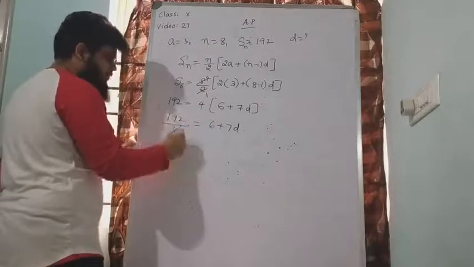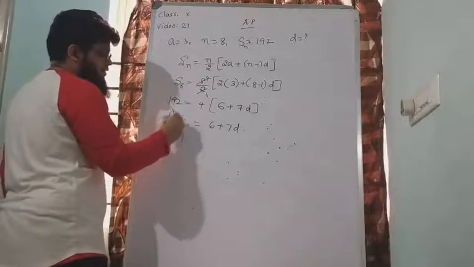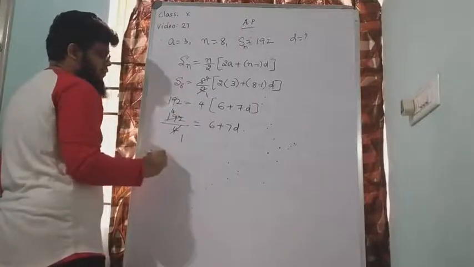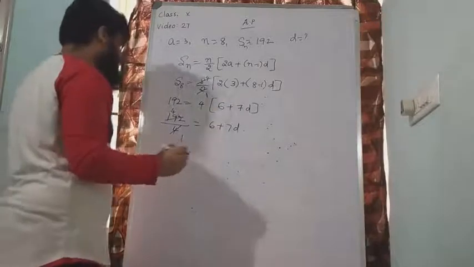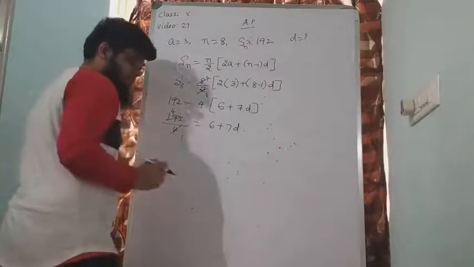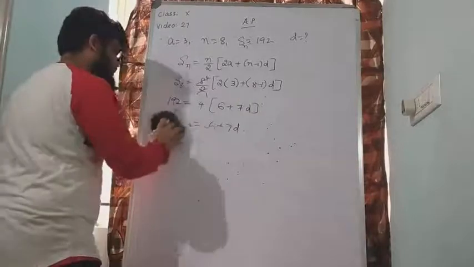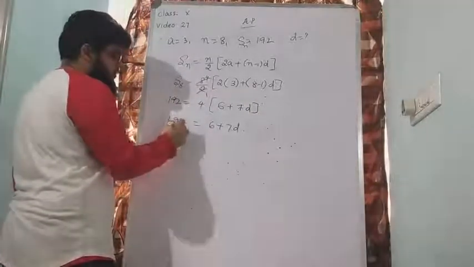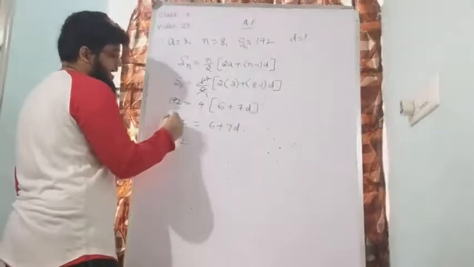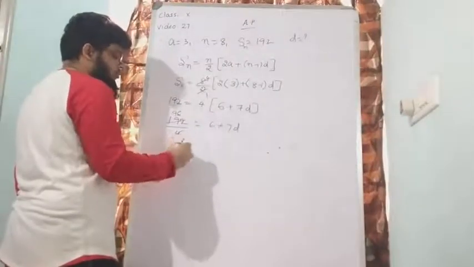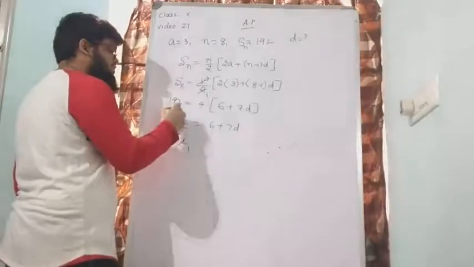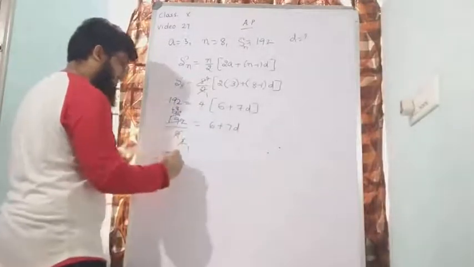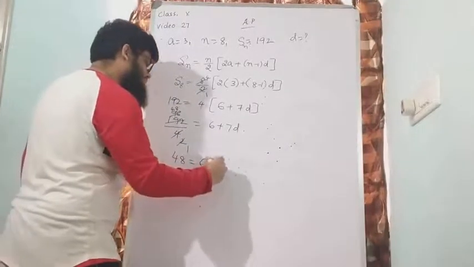4 ones are 4, 4 fours are 16 and then 4 carry. Okay, so 192 divided by 4, you can go with 2 twos are 4, 2 nines are 18, 1 carry, 2 sixes are 12, 2 ones are 2, then 2 fours are 8, 2 eights are 16, you will get 48 is equal to 6 plus 70.